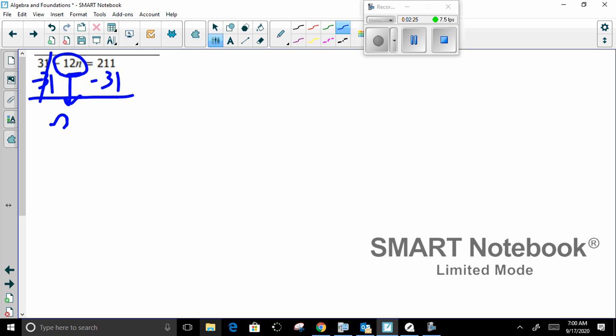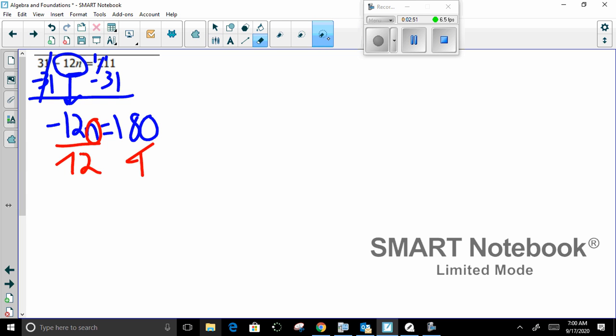What do we got? Negative, whoops. So negative 12n equals 180. And then if you want to finish getting n by itself, next to each other, that's multiplication. The opposite is division. So divide by negative 12. So divide both sides by negative 12.